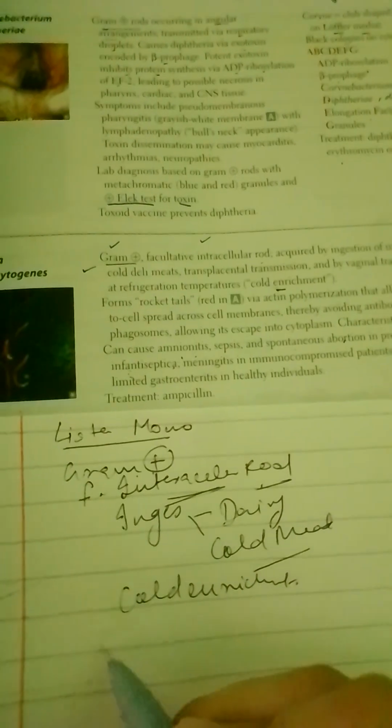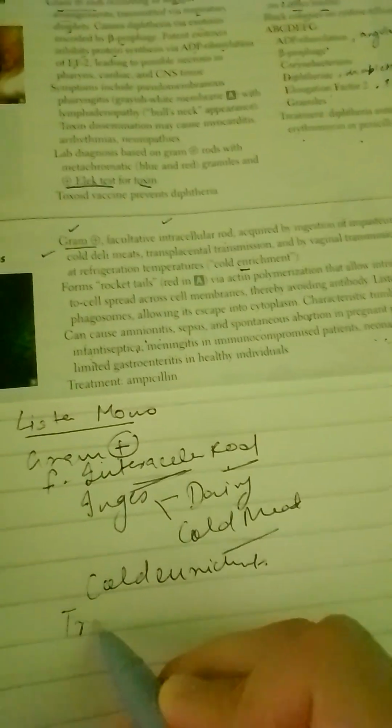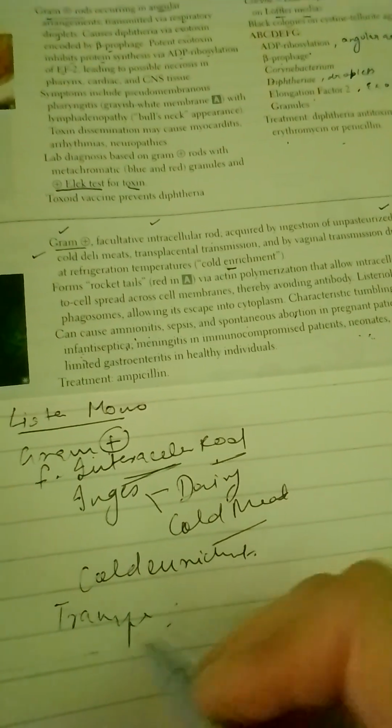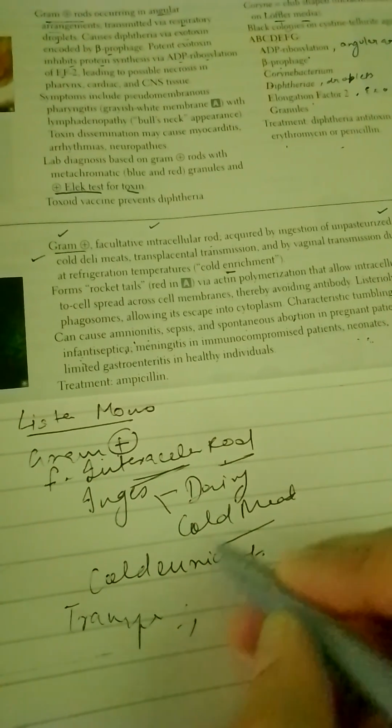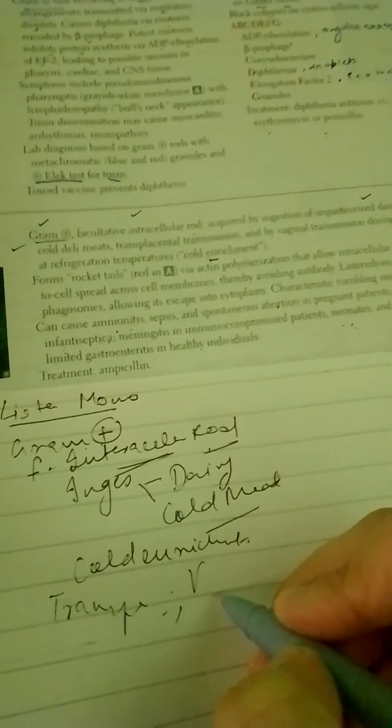Also, transmission can occur, for example, by transplacental transmission from mother to the fetus, or at the time of delivery, so vaginal transmission during birth also.